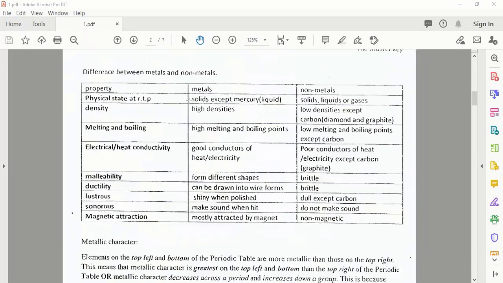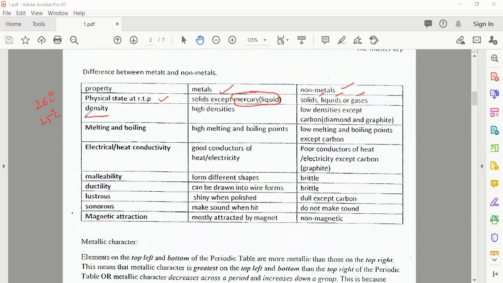Now here we will discuss some properties of metals and non-metals together. See here, what is the first property? Physical state at room temperature. When they are talking about room temperature, it means 26 degrees Celsius or sometimes 25 degrees Celsius. So metals, mostly you will find they are solid at room temperature, except mercury, which is in liquid form at room temperature. Non-metals, some of them are solid, liquid or gas. They are found in 3 states.